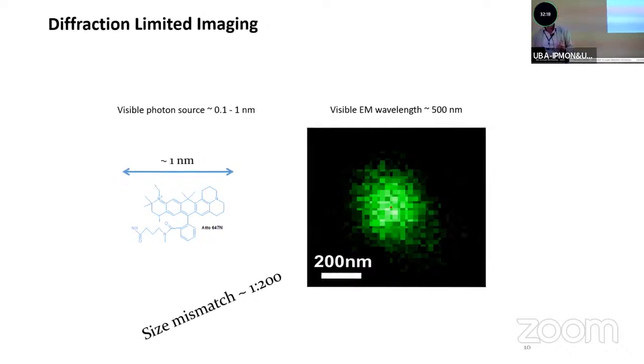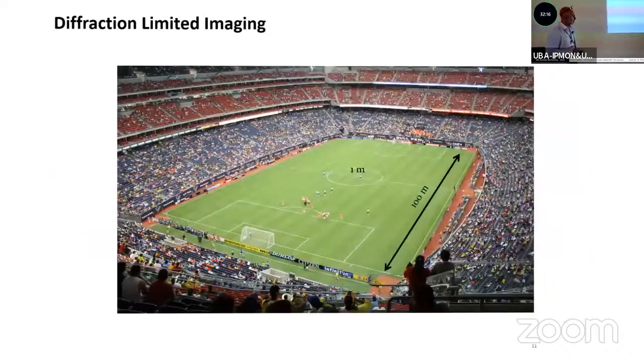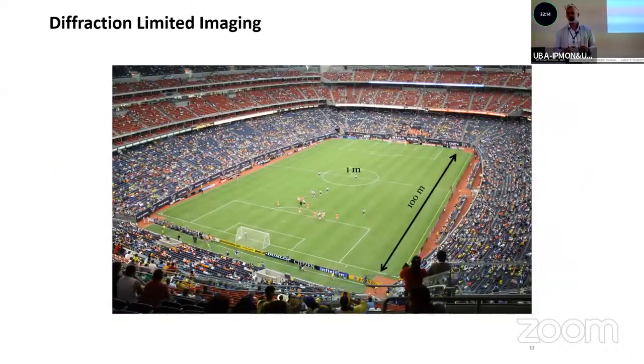Well, how bad is that? Imagine that you are watching a football match. A human being has a size of about 1 meter, right? And the football pitch, a size of about 100 meters. So now imagine that you would look at this football match with a resolution of 100 meters. This is a size mismatch of 1 in 100. It's still half as bad as in an optical microscope.